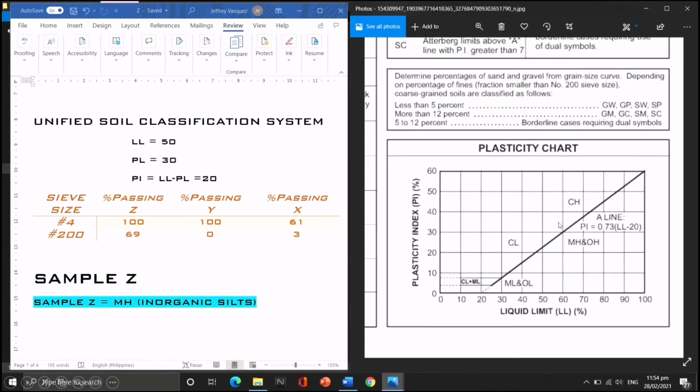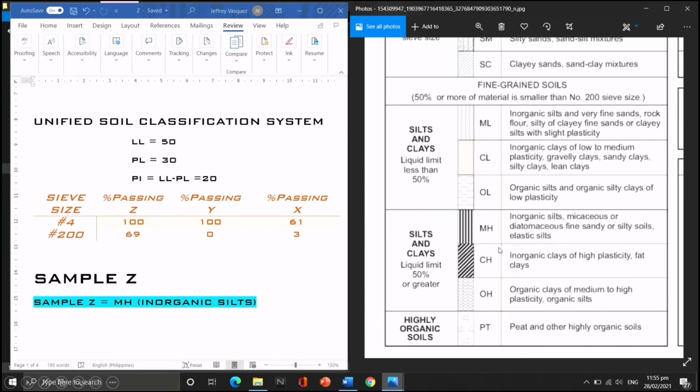Ngayon, tayo sa plasticity chart. Yan. Liquid limit natin ay 50 at plasticity index natin ay 20. So, yan. It intersects here. So, which means that it's below the A line or it's on silts group and it's on the region of MH. So, which means na MH, or sample Z is MH or inorganic silts.